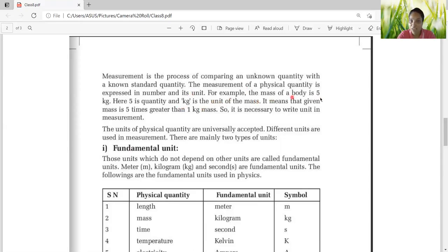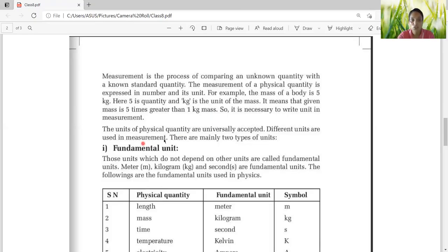For example, the mass of a body is 5 kg. So 5 is the quantity and kg is the unit of mass. It means the given mass is 5 times greater than 1 kg mass. So it is necessary to write the unit in a measurement. You must write all these things.